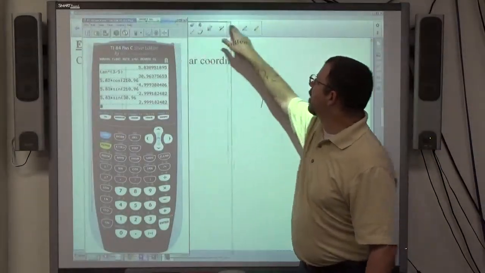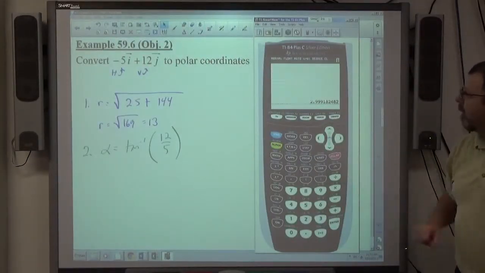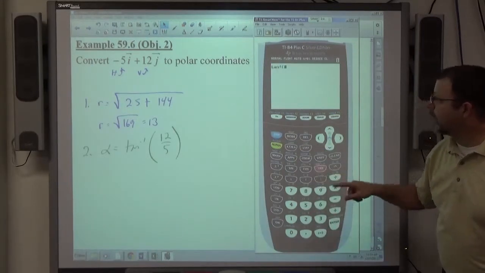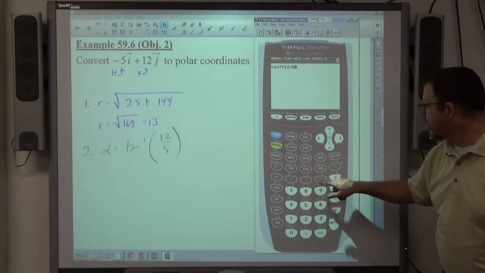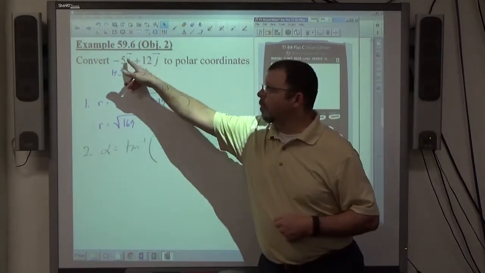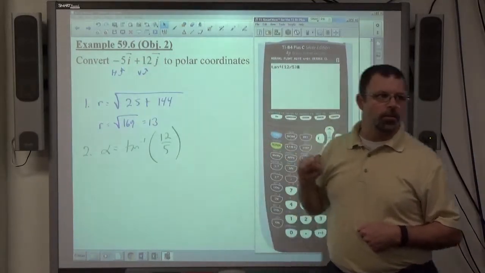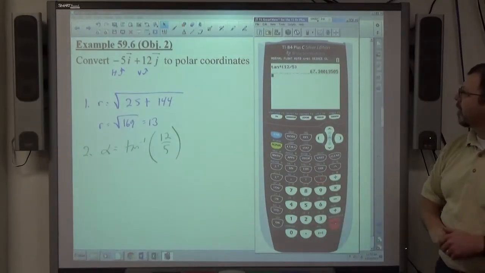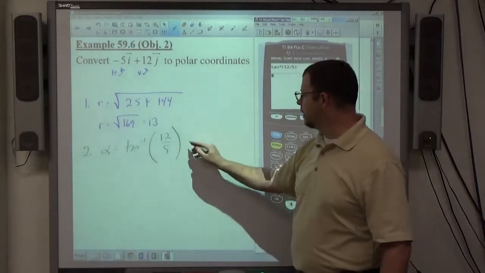Keep moving this calculator, it keeps on going right where I need it not to be. Inverse tangent of 12 over 5. A common mistake people make, they do it upside down. Second over first every time. Second over first. Inverse tangent of 12 fifths comes out to 67.38 degrees.